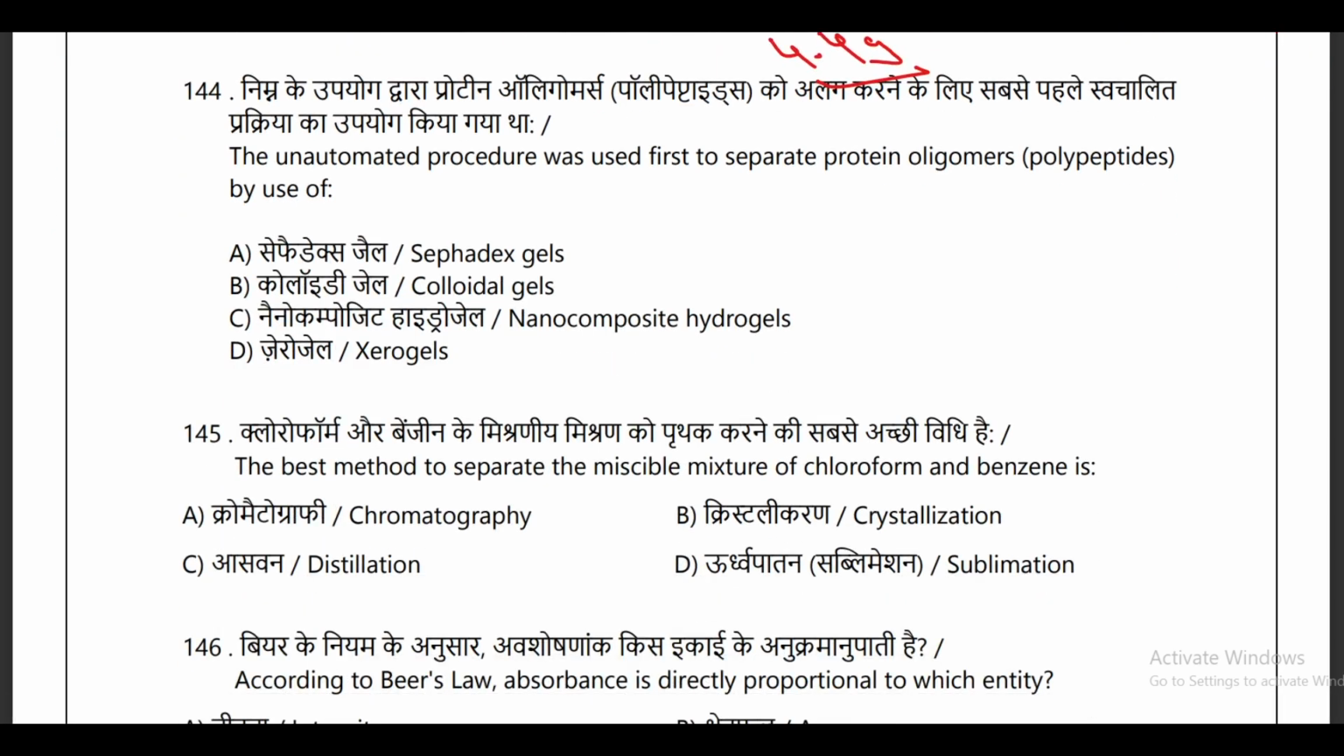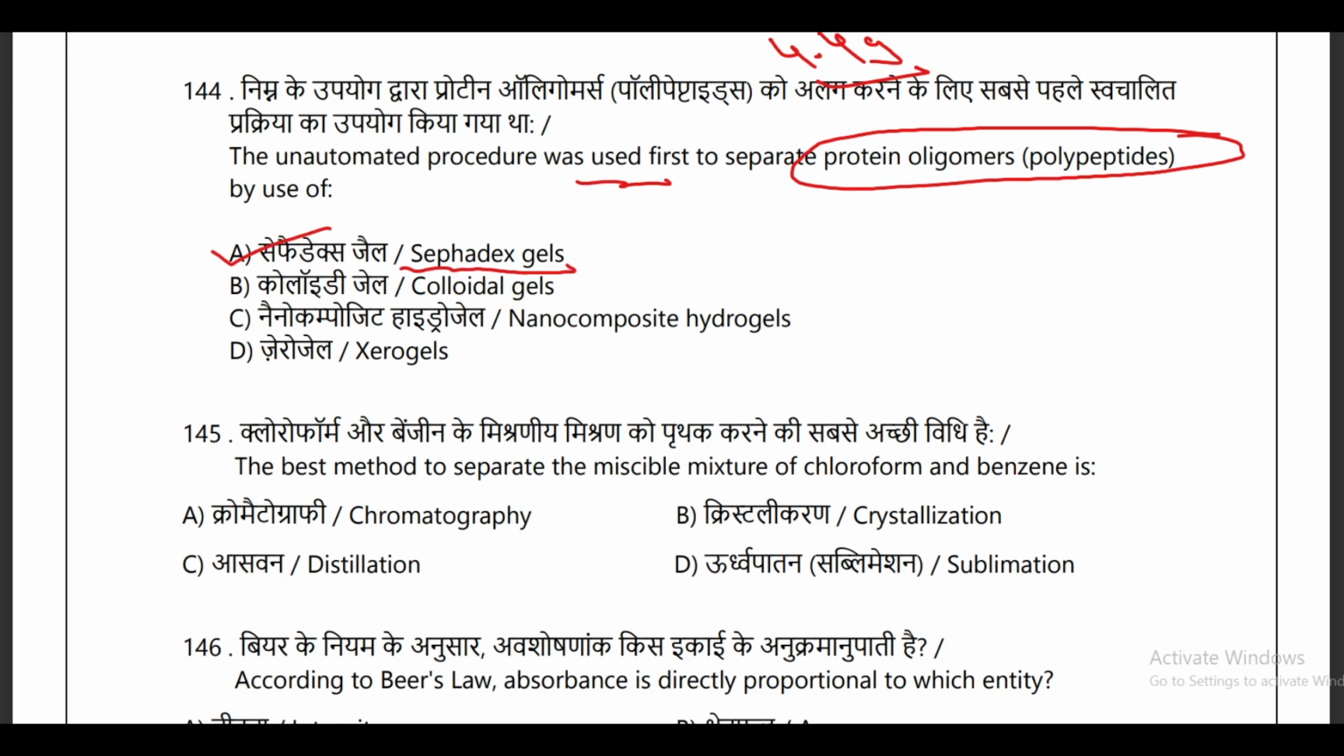In the next question, they are saying an automated procedure was first used to separate protein oligomers, that is polypeptides, by the use of: first, Sephadex gel; second, colloidal gels; third, nanocomposite hydrogels; and fourth, xerogels. Out of the four options they are providing, the correct answer is Sephadex gels.